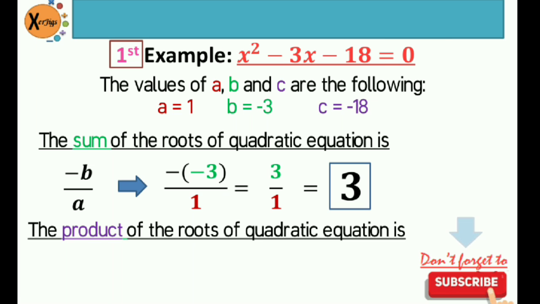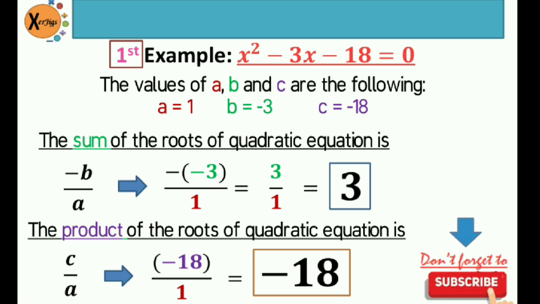How about the product of the roots? First you need to write the formula, c over a. What's the value of your c? That's negative 18. How about your a? That's positive 1. Negative 18 all over 1 is negative 18. So the product of the roots of this quadratic equation is negative 18. Simple as that.